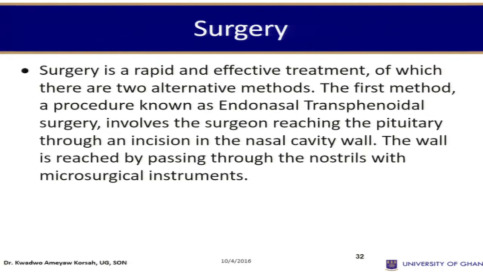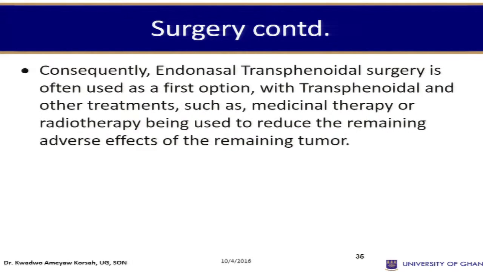Surgery may also be done, which is a rapid and effective treatment, of which there are two alternative methods. The first method of procedure, known as the endonasal transsphenoidal surgery, involves the surgeon reaching the pituitary through an incision in the nasal cavity wall, and then the wall is reached by passing through the nostrils with a microsurgical instrument. So these ones, you may be able to look at under surgery.